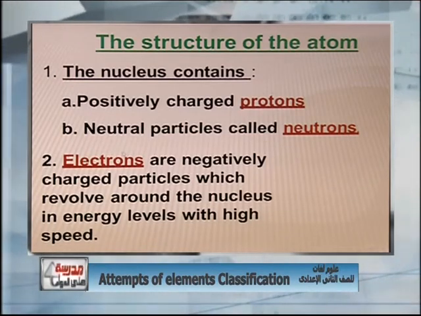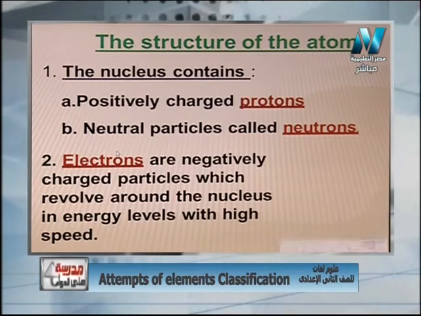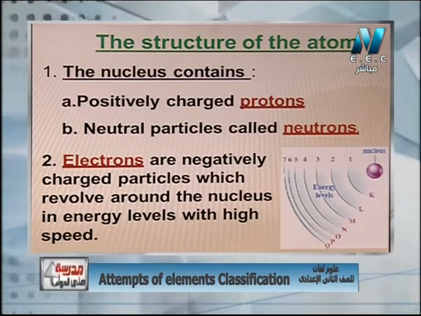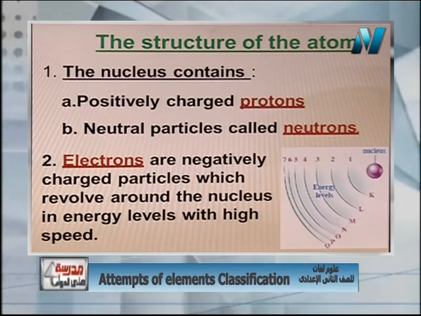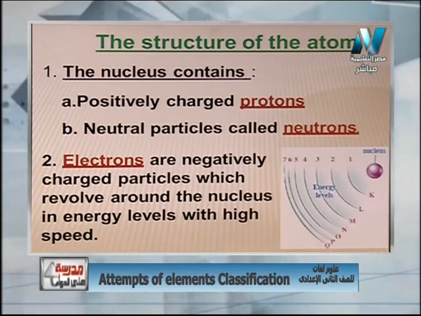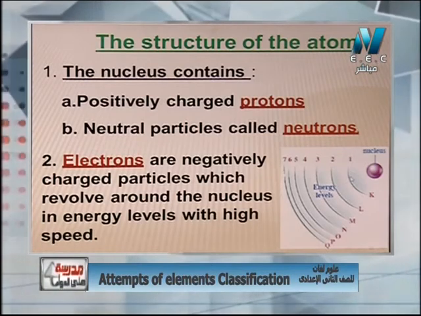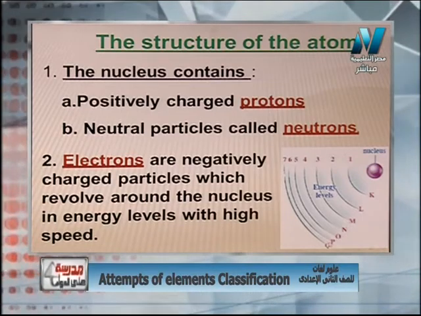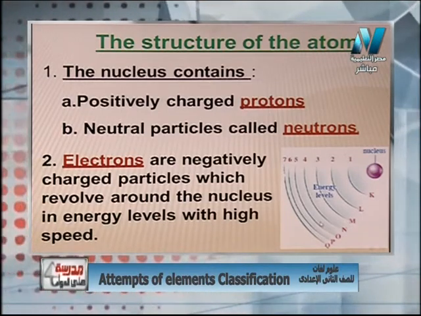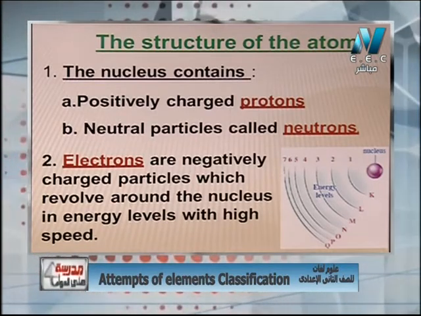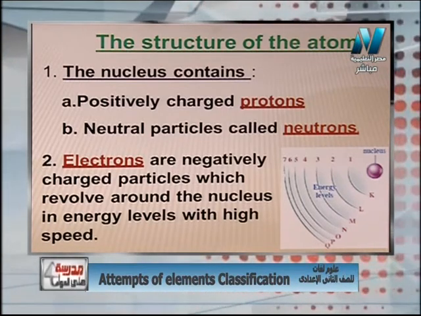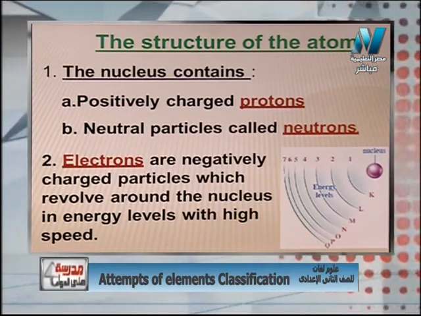The second part, electrons. What are the electrons? As we see, it's the negative charge which revolves around the nucleus with a very high speed. The electrons revolve in energy levels. This is the energy level around the nucleus. The atom consists of how many? 7 energy levels. Their names are K, L, M, N, O, P, Q. Okay, this is the 7 energy levels around the atom. So this is what we have taken last year, in first prep, and it's very important to revise this structure for this lesson.